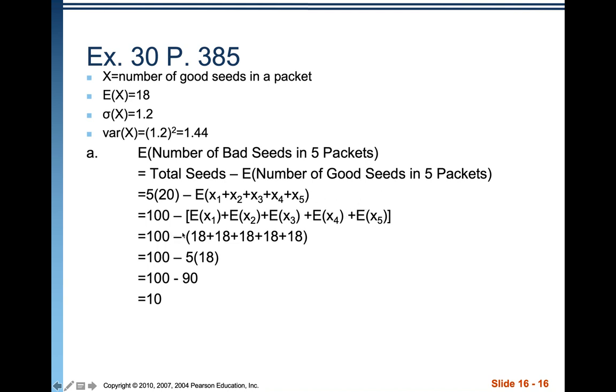So that's going to be 100 minus the sum of 18 plus 18 plus 18 plus 18 plus 18, or 5 times 18. So it's 100 minus 90, and we get 10.